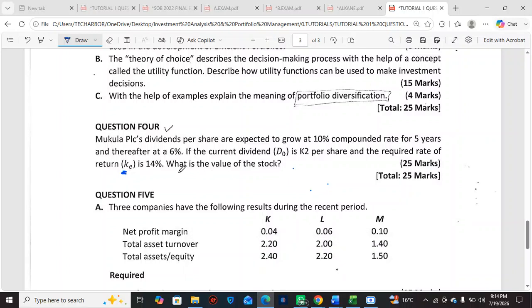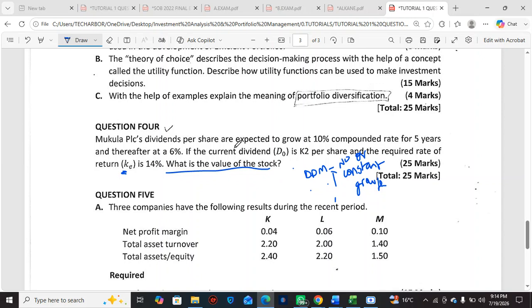So, we're trying to find the value of the stock using the dividend discount model. Remember, there are always three scenarios in the dividend discount model. No growth, constant growth, where you just have a growth rate which stays the same forever, no growth, meaning there's no growth rate, and then you've got the multi-stage growth, where the dividends are growing at different rates.